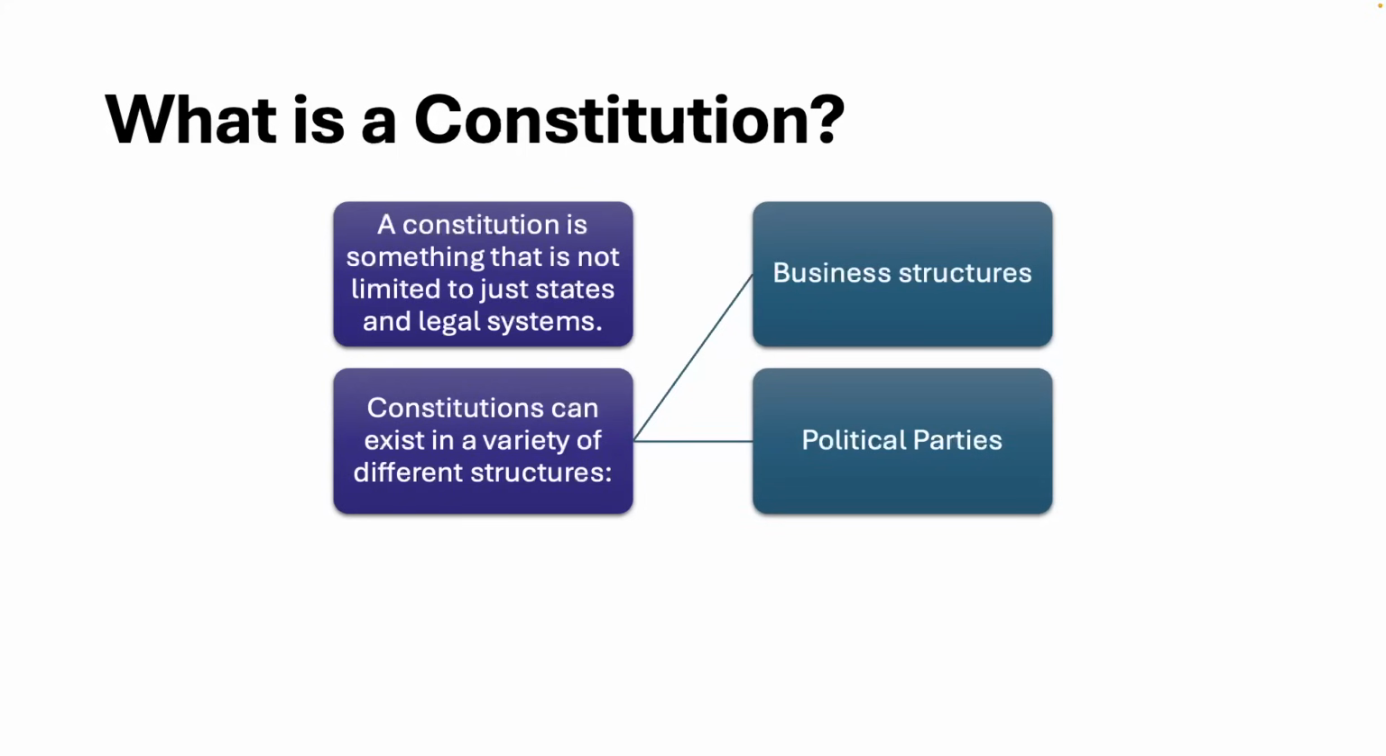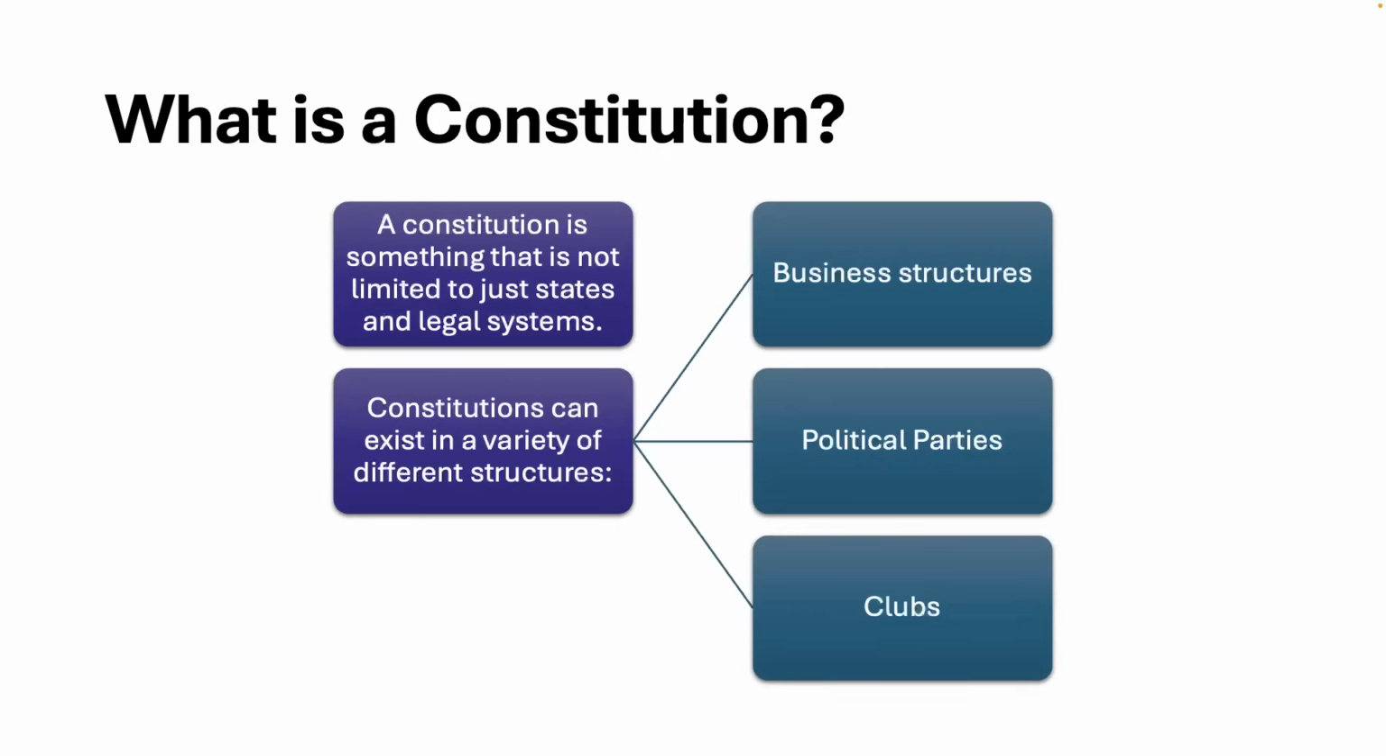There are also constitutions of political parties. You can go online and find the constitutions of various different political parties, maybe ones that you have voted for, maybe ones that you haven't. And you might also find that there are constitutions that exist for clubs and for other groups like that. So sports clubs, for example, or other kinds of clubs of that nature, games clubs as well. So a constitution exists in a variety of different forms and structures and ideas, and also applies to a variety of different structures and institutions.